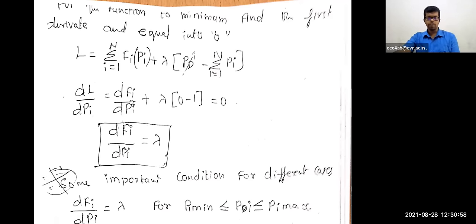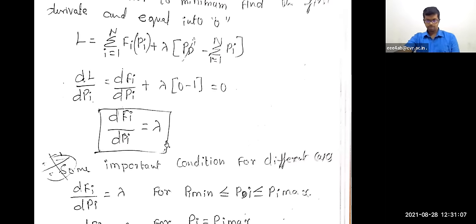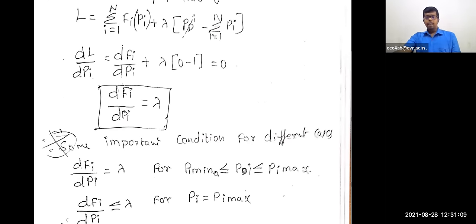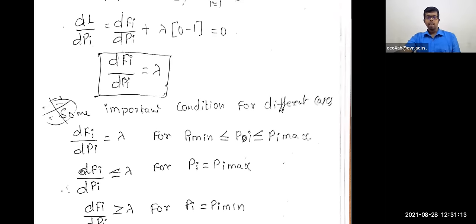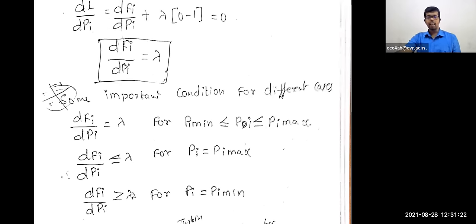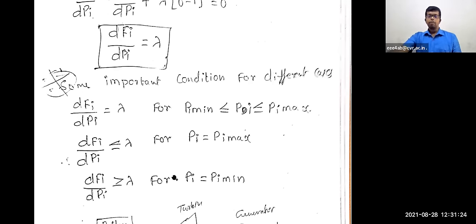So similarly, we are differentiating this and equating it to 0. After differentiating, this term will become 1. So dFi divided by dPi is equal to lambda, for Pi minimum less than or equal to Pi less than or equal to Pi maximum. If dFi divided by dPi is less than or equal to lambda, then Pi is equal to Pi maximum. If it is greater than or equal to lambda, then Pi is equal to Pi minimum. So these are the three conditions.